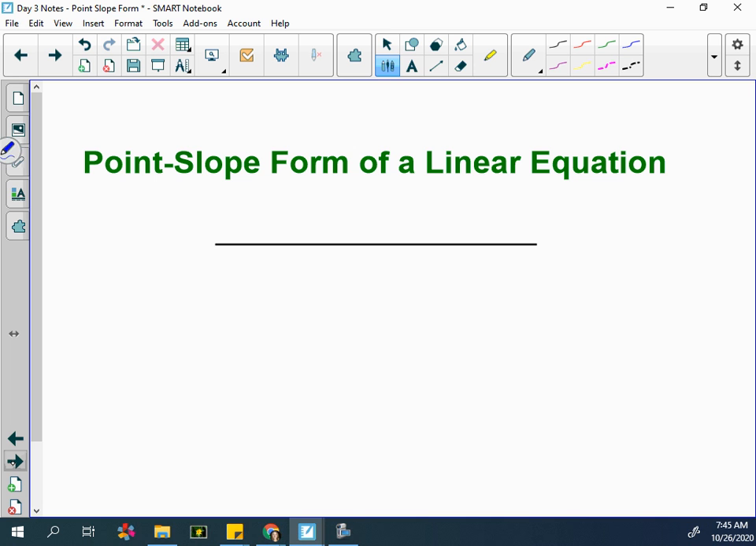Okay, point slope form. Who's got it written down? Ben, go ahead. Y minus y1 equals m times x minus x1. Yep, very good. Y minus y1 equals m.